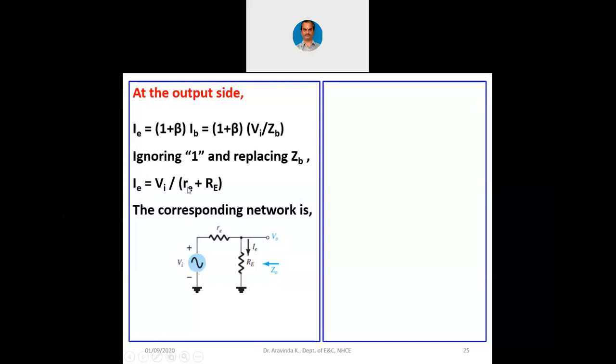IE is nothing but Vi by small re plus capital Re. So IE is the current flowing through this Re, and we can write it this way. There is small re plus capital Re, across that there is this Vi, and across capital Re we are taking V0, and the current is flowing through both of them. Okay. Now when we write this circuit, can we find out the output impedance? We can easily find the output impedance.